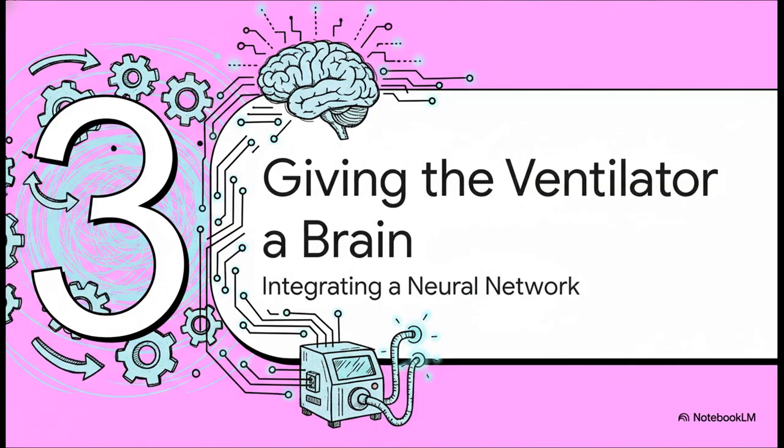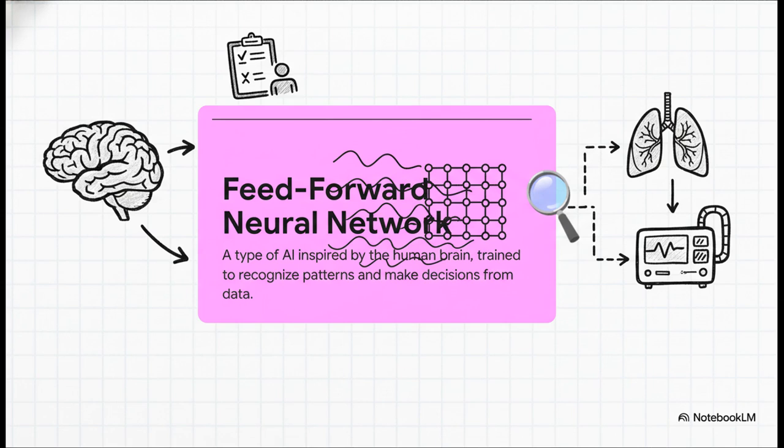Okay, so we've got the digital body all built. Now comes the really futuristic part. It's time to give our ventilator a brain. And that brain is something called a feed-forward neural network. It's a type of AI that's basically designed to mimic how our own brains work. It's all about recognizing patterns in data and then using those patterns to make an intelligent decision. In our case, the decision is, what kind of condition does this patient have?